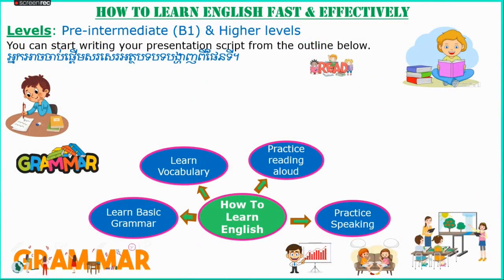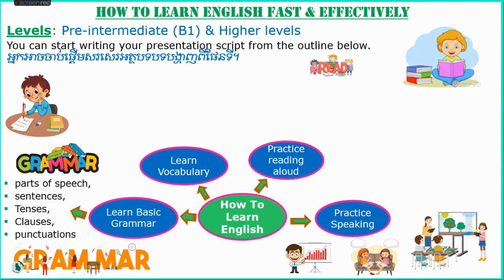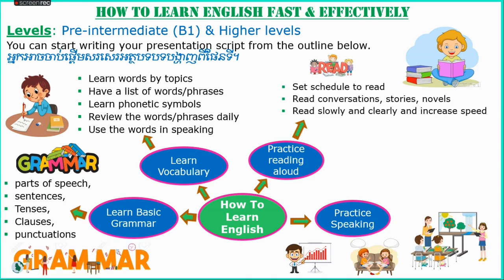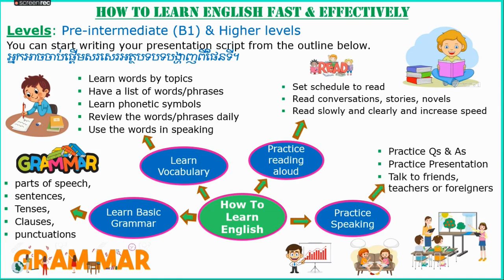For higher levels, we have the same points, but we add more ideas to each point. For example, for grammar, there are parts of speech, sentences, tenses, clauses, punctuations. For vocabulary, we have learn words by topics, have a list of words or phrases, learn phonetic symbols, review the words or phrases daily, use the words in speaking. For practice reading aloud, we have set schedule to read conversations, stories, novels, read slowly and clearly, and increase speed. For practice speaking, we have practice Q's and A's, practice presentation, talk to friends, teachers, or foreigners, so we can write a longer paragraph.